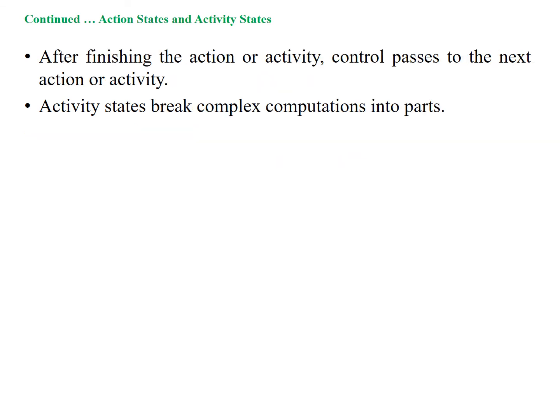Activity states and action states are special kinds of states in a state machine. When you enter an action state, you simply perform the action or the activity, and when you finish, control passes to the next action or activity. Activity states are important because they help to break complex computations into parts.